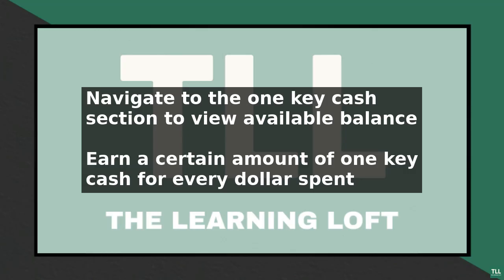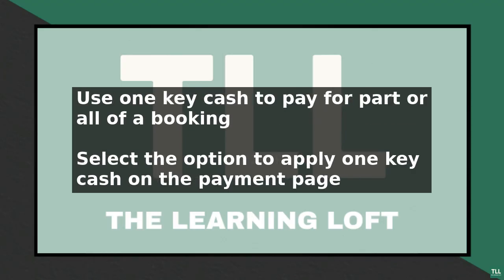To use your OneKey Cash, start by searching for a hotel, flight, or package on Expedia. Once you have selected your travel option, proceed to the payment page. On the payment page, you will see an option to apply OneKey Cash to your booking. Select this option and enter the amount of OneKey Cash you want to use. You can use OneKey Cash to pay for part or all of your booking, depending on your available balance.